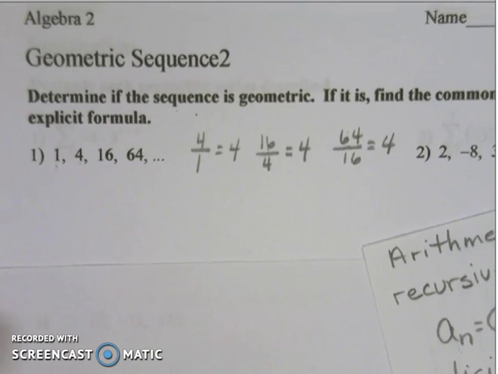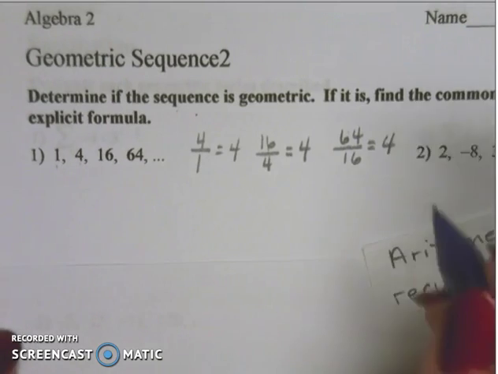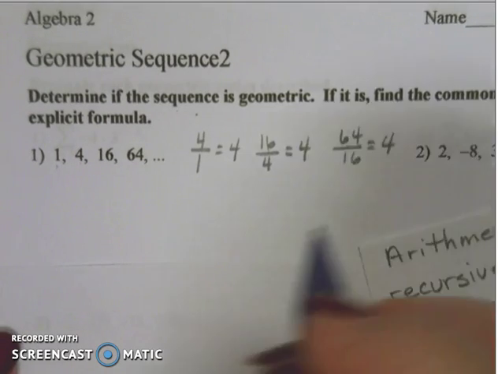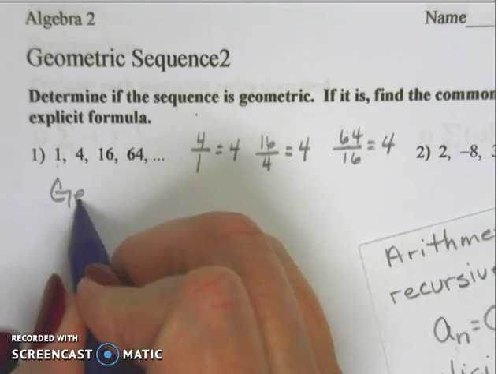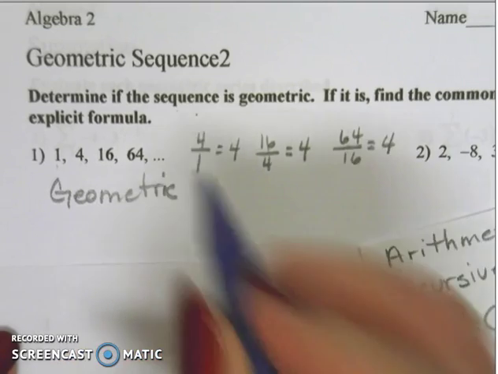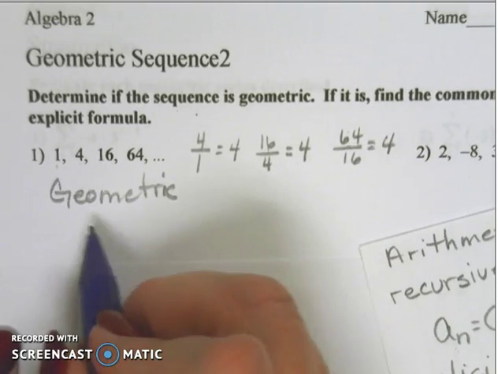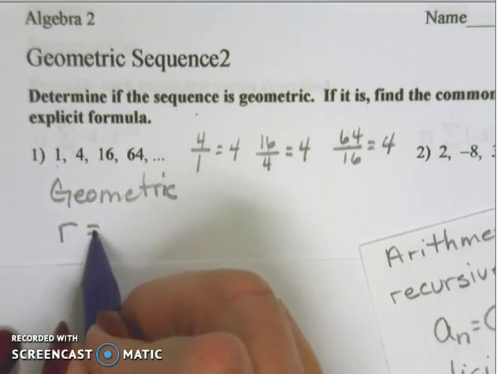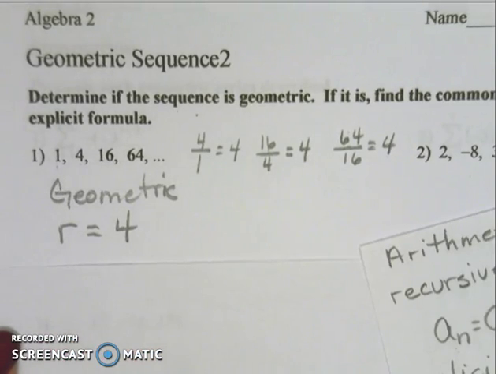All right. So now, since I got 4 on all of those things, it is geometric, and my common ratio is 4.